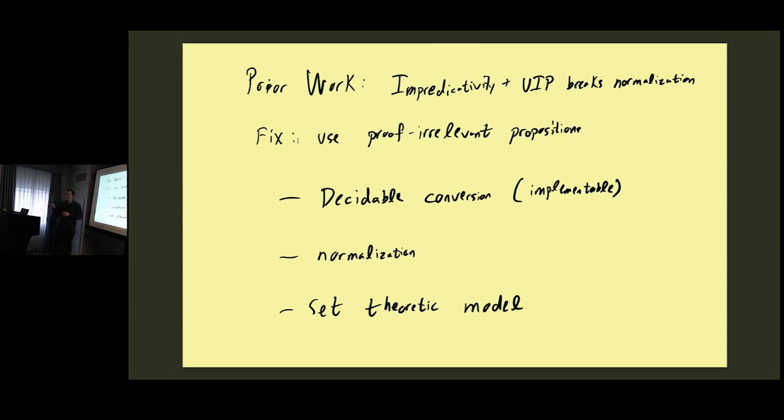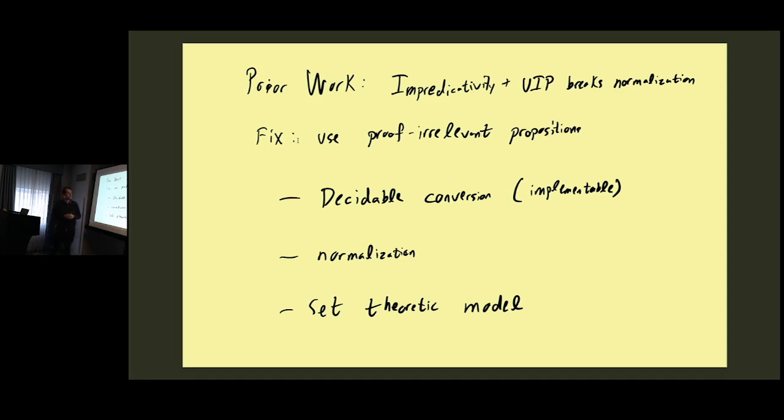And so prior work had shown that if you add uniqueness of identity proofs to, for instance, Coq, which has an impredicative type of propositions, then it breaks Coq's normalization algorithm, and so breaks the existing implementation. And so the fix in this paper is to use a slightly different form of the type of propositions, which is a proof irrelevant, definitionally proof irrelevant type of propositions.